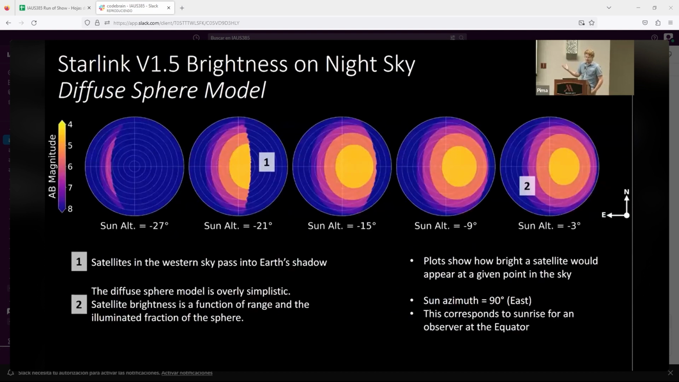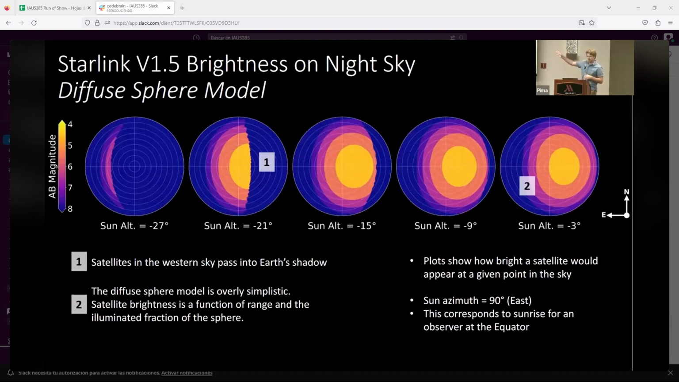So I want to start with the old brightness calculation method. This is the diffuse sphere model, and I'm a big proponent of just throwing it out. Physicists love a spherical cow model, and this is that for satellites. It's not very physically based, but I'd like to use it for the sake of comparison and to explain these plots.